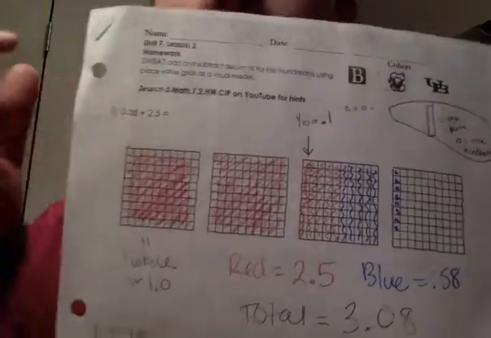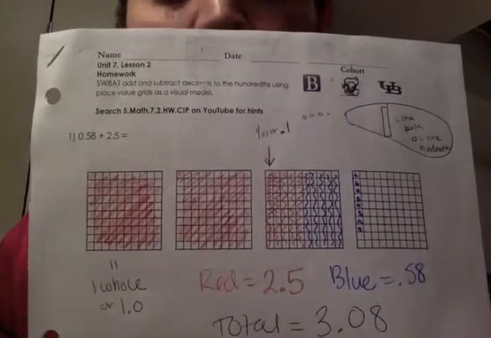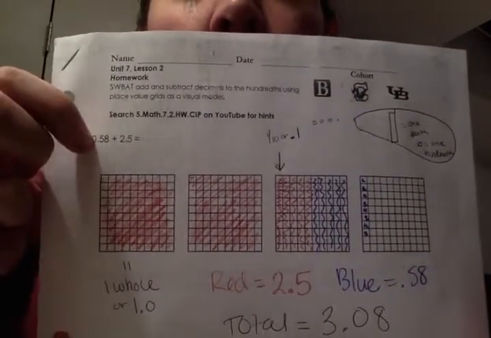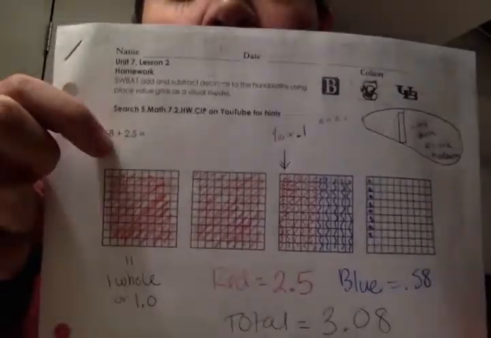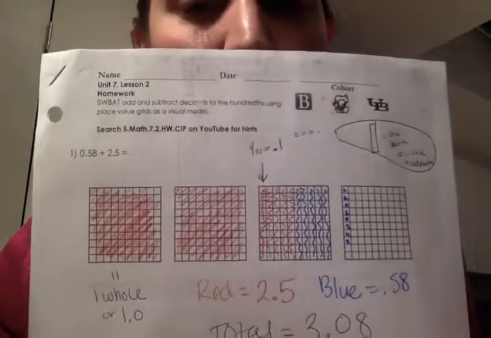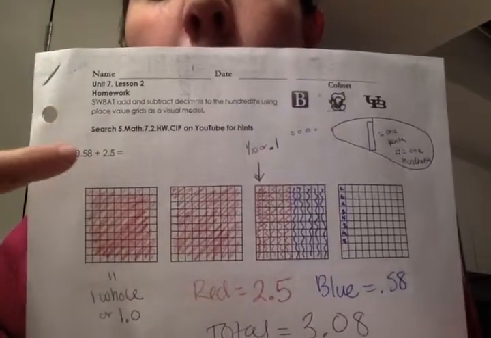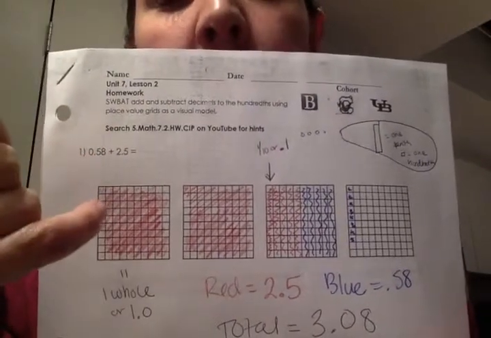Today, we practiced adding and subtracting decimals for the first time, and we used these grids in order to keep track of our work. So the first question asks us to add 58 hundredths and 2 5/10. We haven't added decimals before, but we have drawn them on these grids.